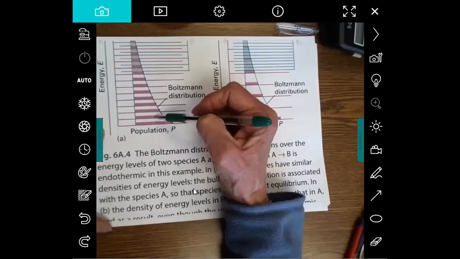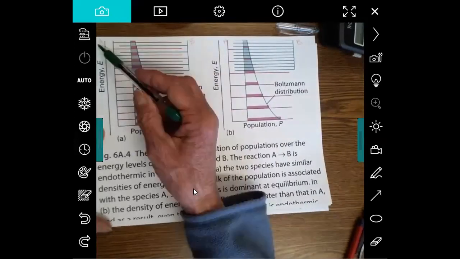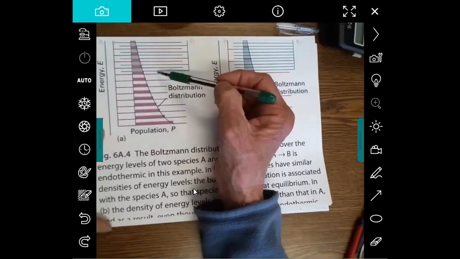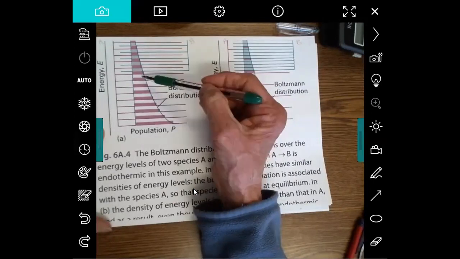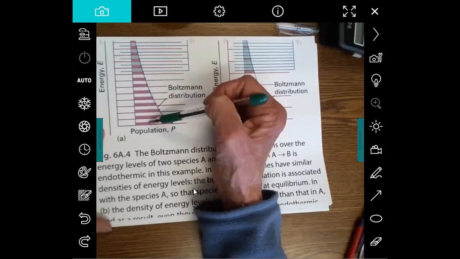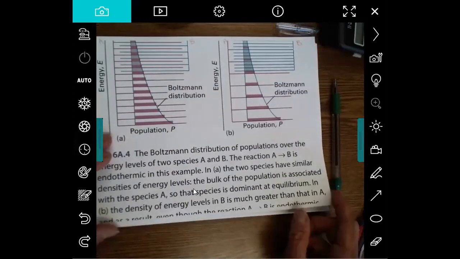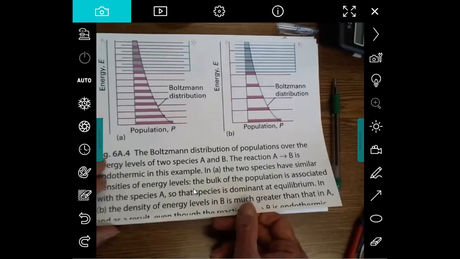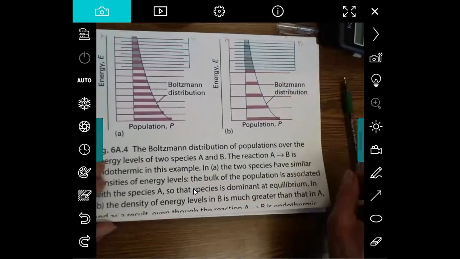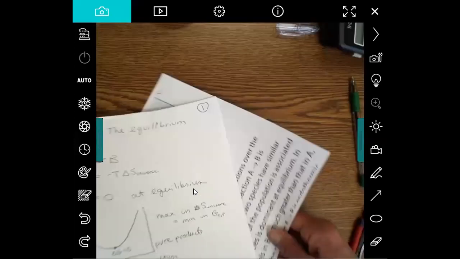Whereas over here, you would say delta H is really driving the equilibrium to lie closer to A, because the population of states is about the same, but so many more states in A are populated because A is at a lower energy than B. If any of that is confusing, we can talk more about it in class. Okay, so that's it for A.